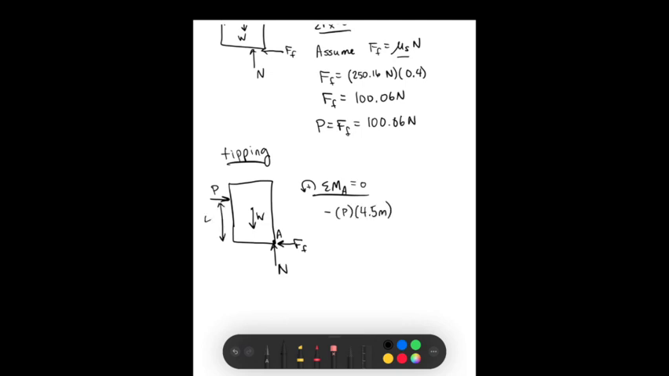So this distance is 4.5 meters, and this distance is 1.5 meters. And we solve for P.